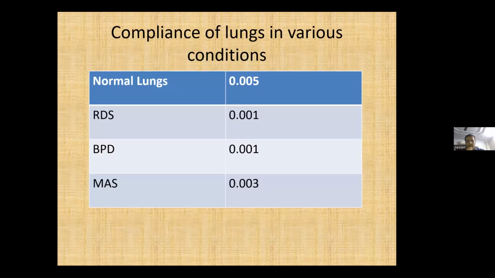These are the compliance values of the lung in various scenarios. In a normal lung, it should be 0.005 liters per centimeter of water. In RDS, it will be 0.001. In BPD also, the compliance of the lungs will be low, but BPD is primarily a disease of resistance. MAS, we all know, is again primarily a disease of the lung resistance, but compliance will be a little bit low as compared to a normal lung.